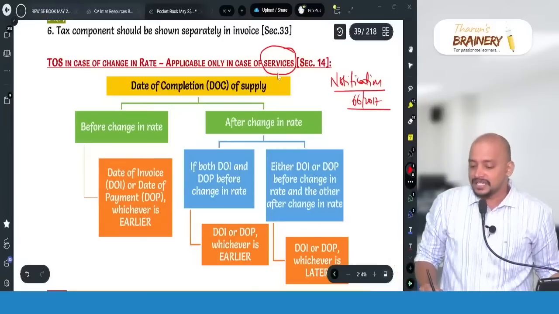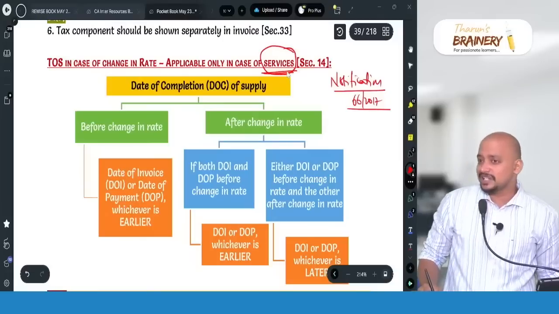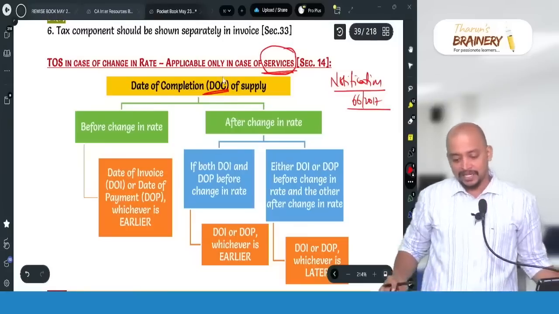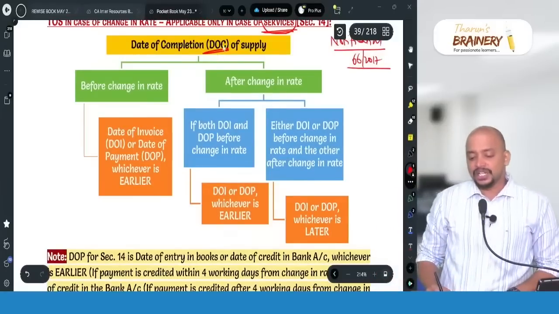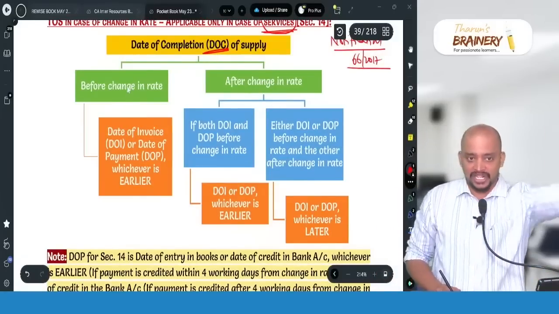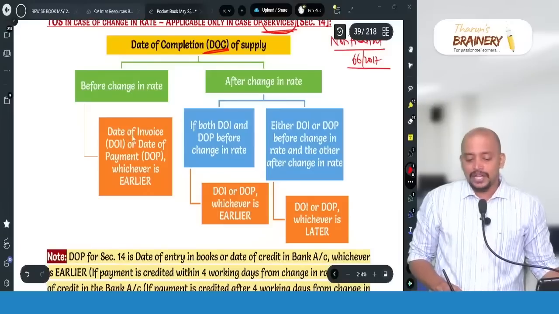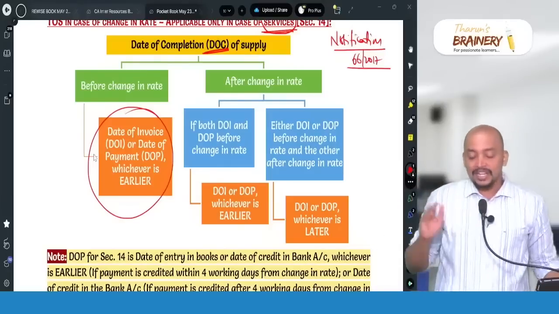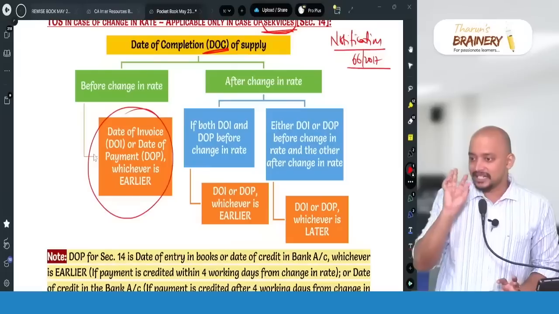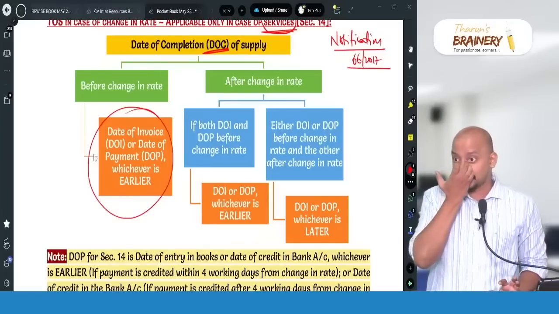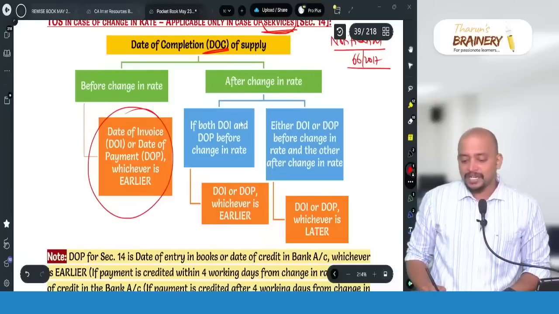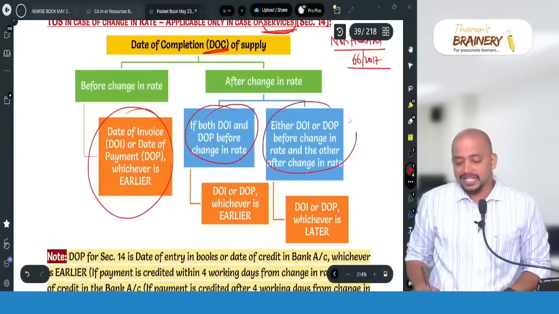And in case of services, when there is a change in rate, between which dates is there a change in rate? Between 3 dates. What are those 3 dates? Date of completion, date of invoice or date of payment. So now suppose the date of completion is before the change in rate, the service is completed before the change in rate, then we need to take invoice or payment, whichever is earlier, as the time of supply. Suppose completion is after the change in rate and both invoice and payment come before the change in rate, then whichever is earlier. If one is before and one is after, then whichever is later.